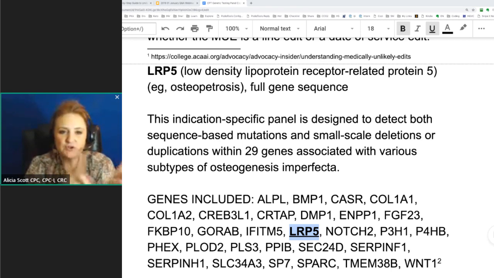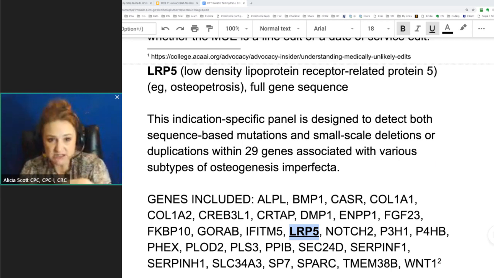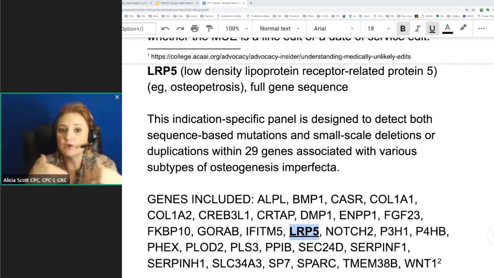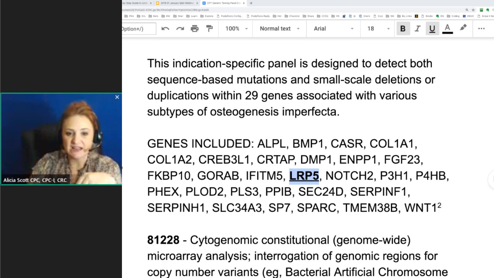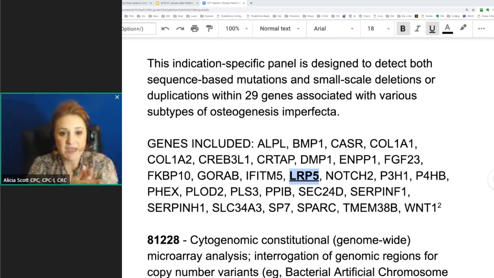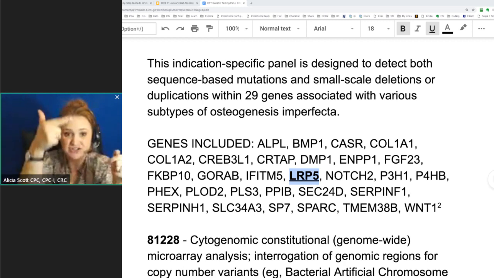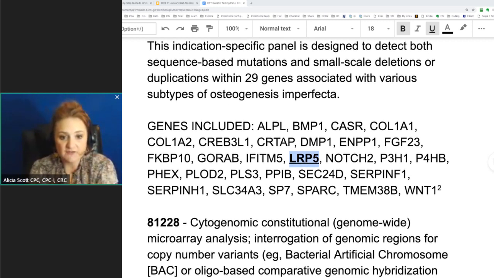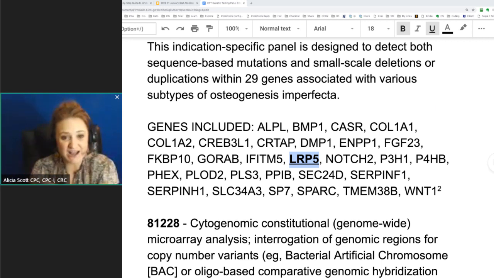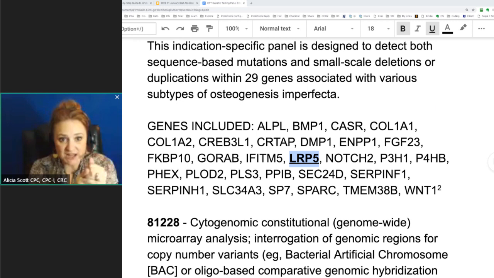If you understand how they test in the lingo, you'll understand what sequence-based mutations are and small-scale deletions and duplications. We may not understand that as much because we don't work in genetics, and if we did, then some of this would make more sense. So this panel that she said they used, you notice the LRP5 is in there. If you look at this in your manual, it's like 2.5 pages of just a list of every single one of these. You could call them acronyms, but they're really not acronyms. They stand for something genetically that they're testing.